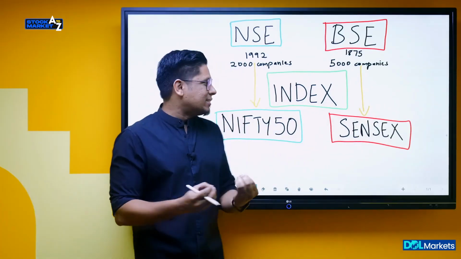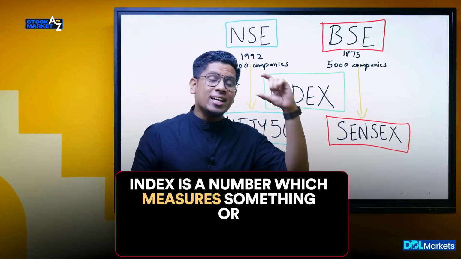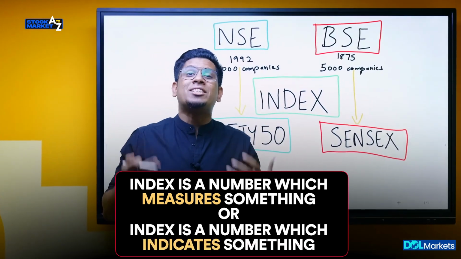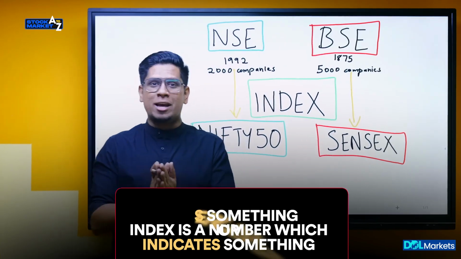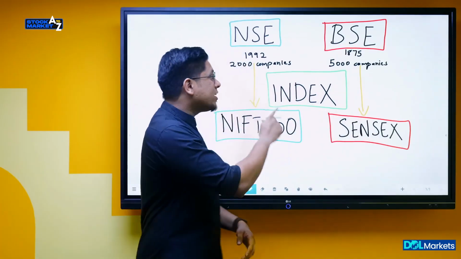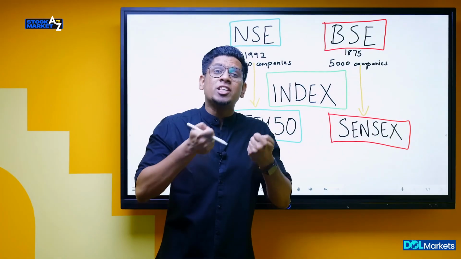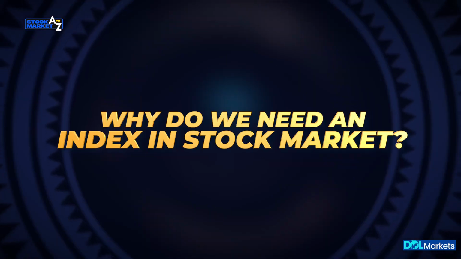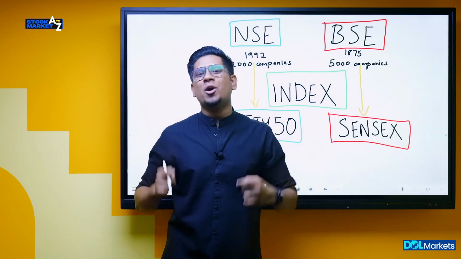So, let's recollect this again. Index is a single number which indicates something, or a single number which is a measure of something. I hope this is super clear for you. Now that you understand what an index is, the next question in your mind will be, why do we need an index in the world of stock market? Correct? That is what we are going to discuss next.